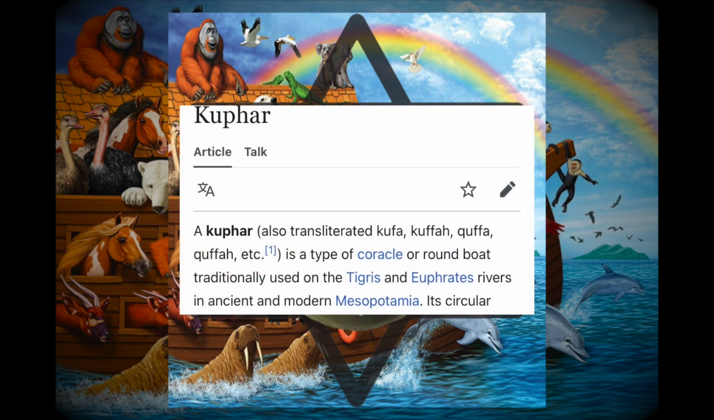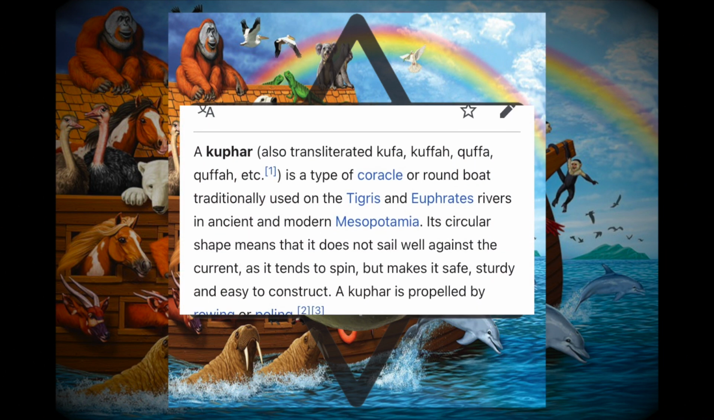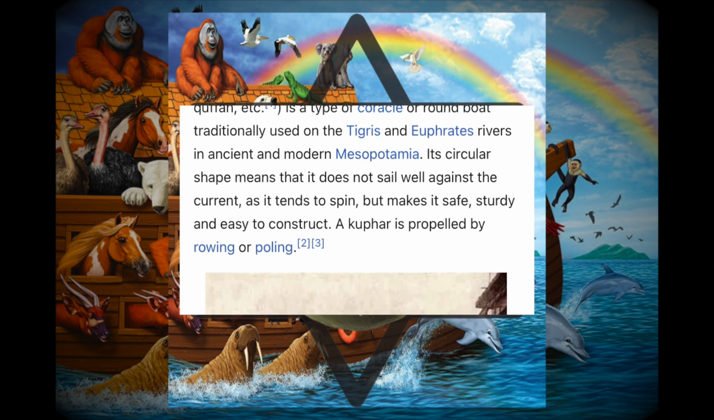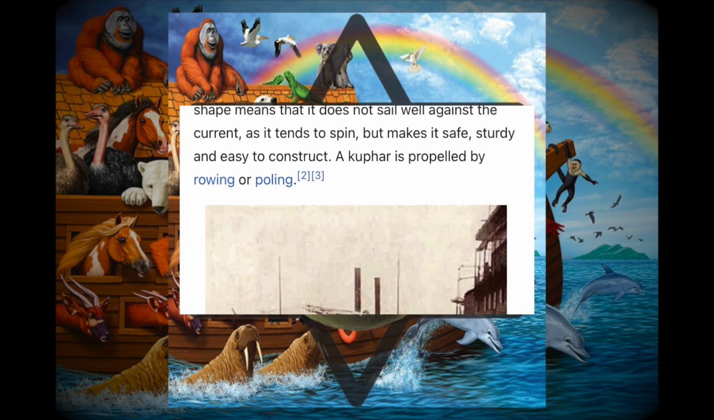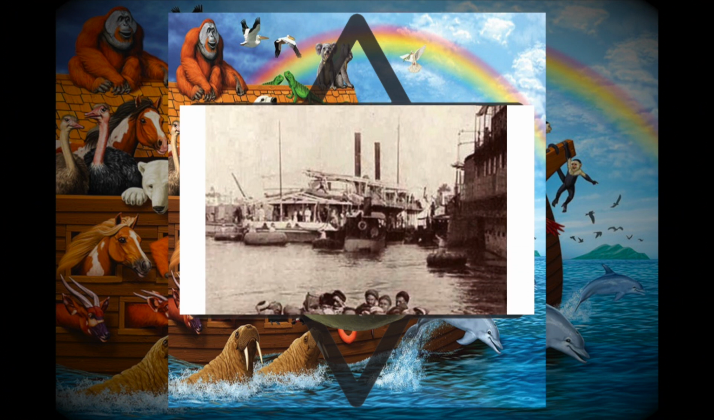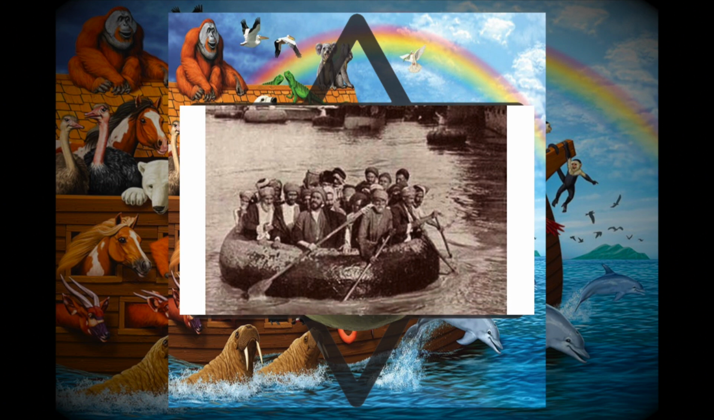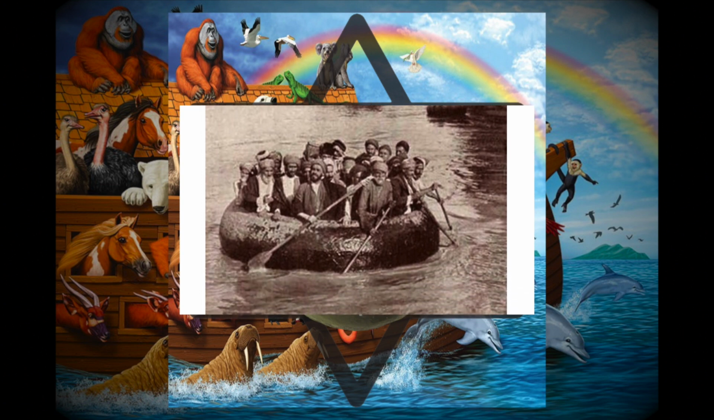The Kuphar is a type of coracle or round boat traditionally used on the Tigris and Euphrates rivers in ancient and modern Mesopotamia. Its circular shape means that it does not sail well against the current, as it tends to spin, but makes it safe, sturdy, and easy to construct. A Kuphar is propelled by rowing or poling. A Kuphar in Baghdad in 1914.